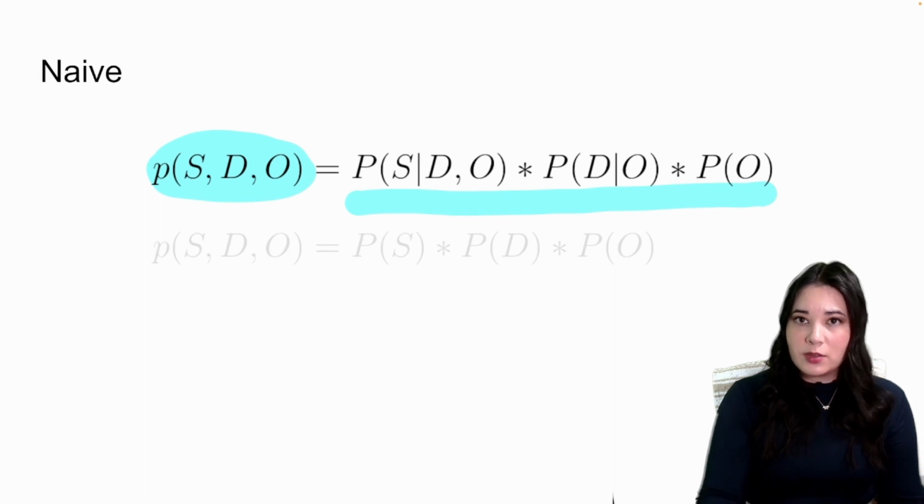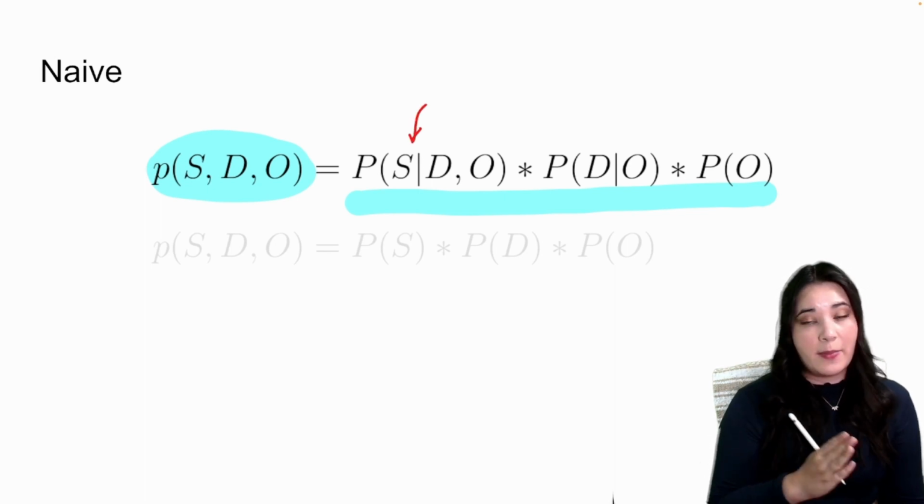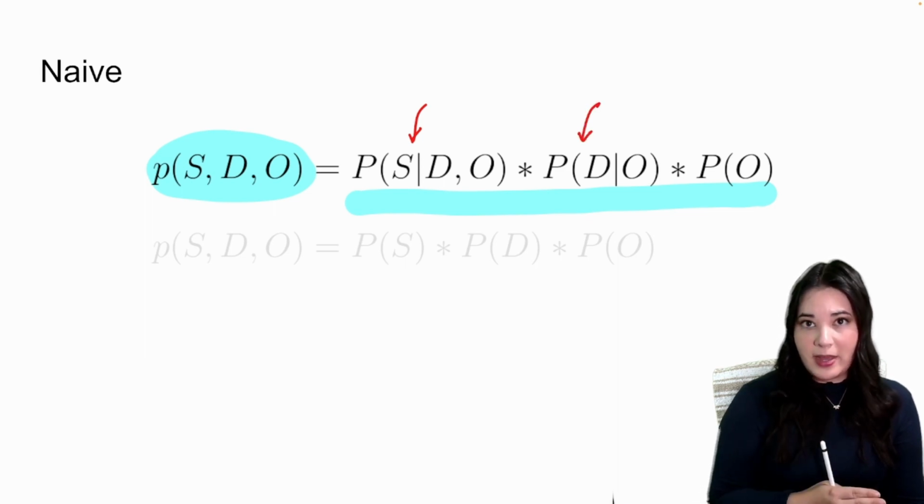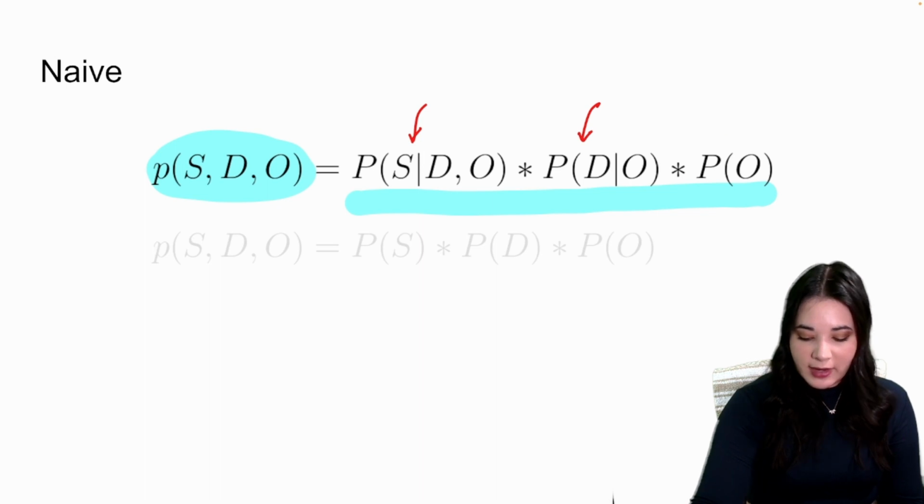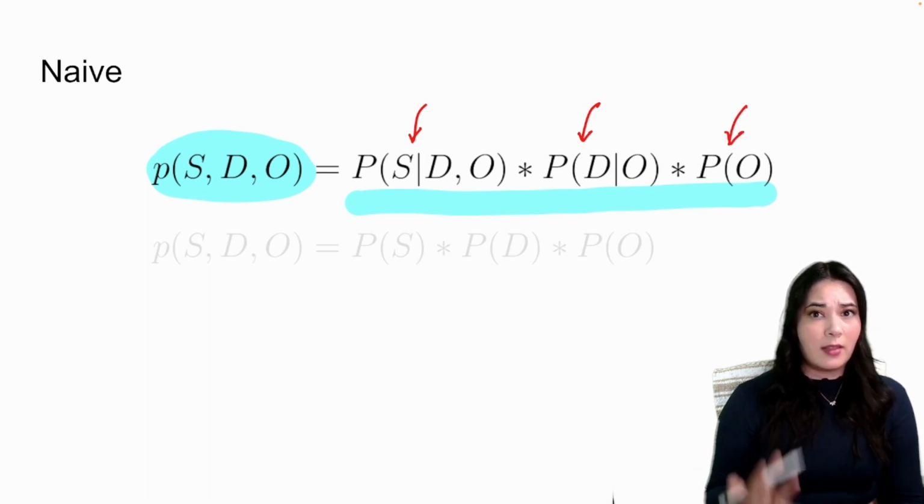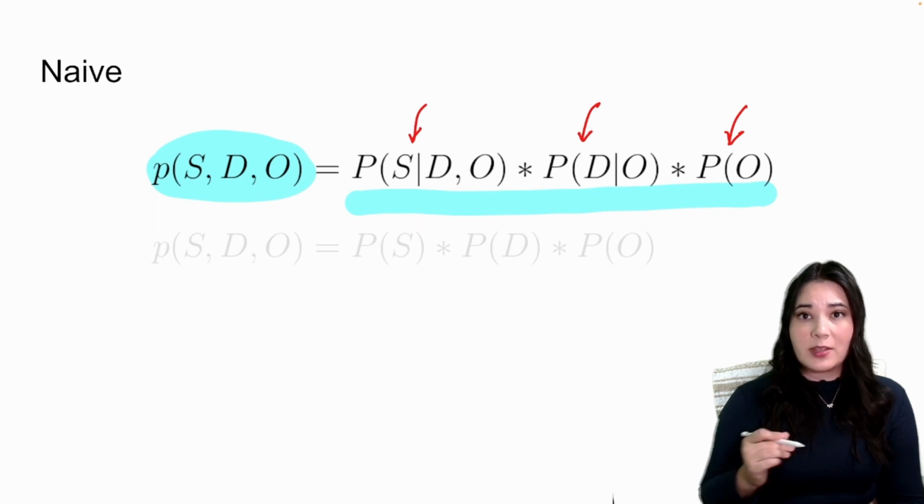is using this formula. First, we take the probability of a smoker given that you're diabetic and obese. Then we multiply it by the probability that you're a diabetic given that you're obese. And finally, times the probability that you're obese. And that ends up being a lot of different conditional probabilities that we have to calculate.